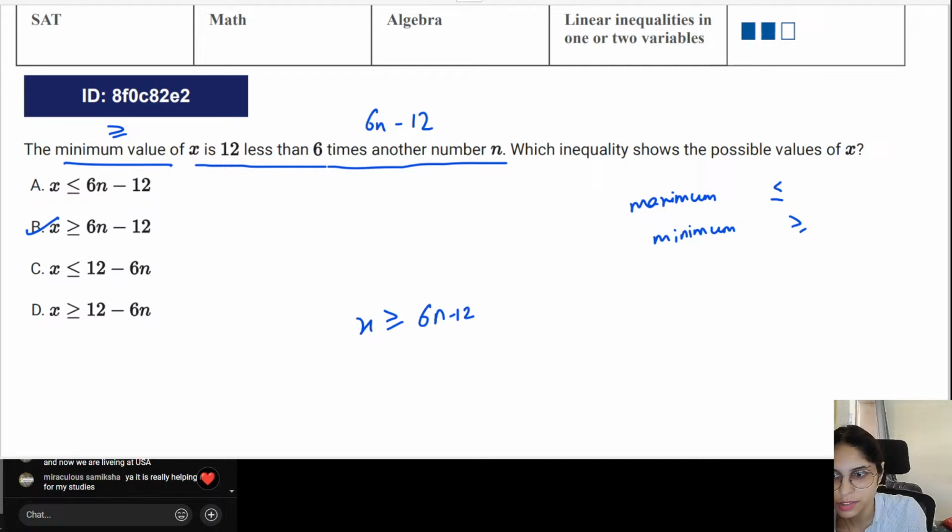That is it. With this, we are done with the medium word problems. Now we'll be doing the hard ones. That's the highest level. It's 12 problems from there.